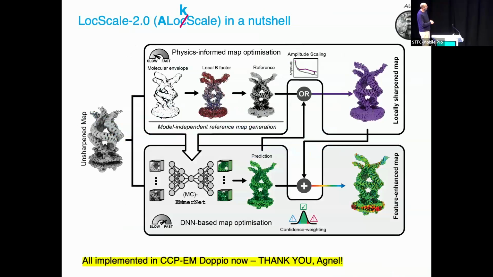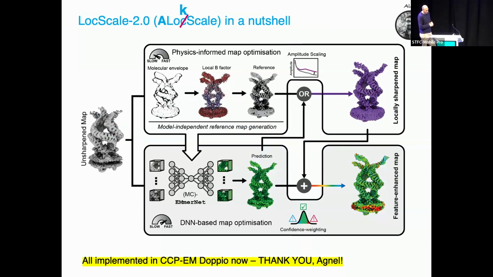Now, in a nutshell, this is how it looks. This has all been developed by Alok, so it should not really be called LocScale, but probably should be called LocScale2. And in summary, it combines a physics-informed map optimization with a deep learning network-based map optimization method and tries to combine these two in a useful manner to predict a score on the confidence of the prediction.